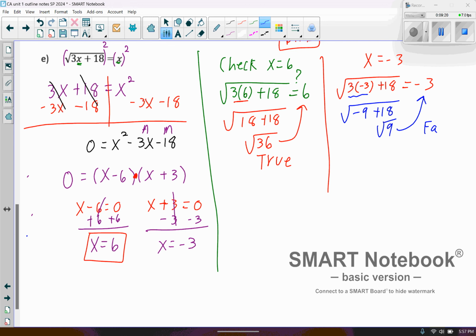That is false. So what that means is we can't use that as part of my solution set. And if you do, it's going to get counted wrong. So you want to make sure you don't do that.